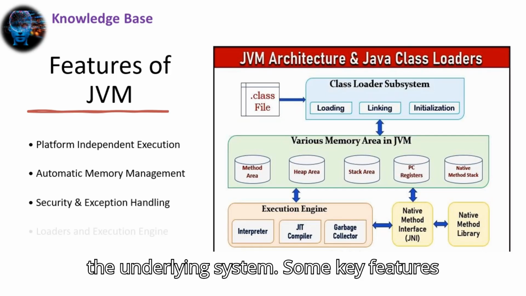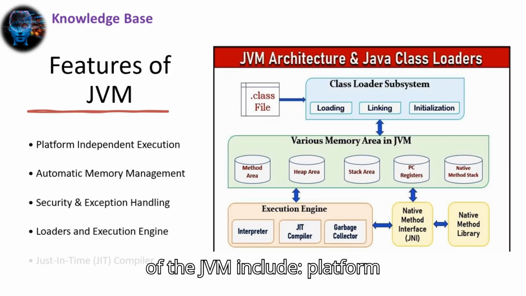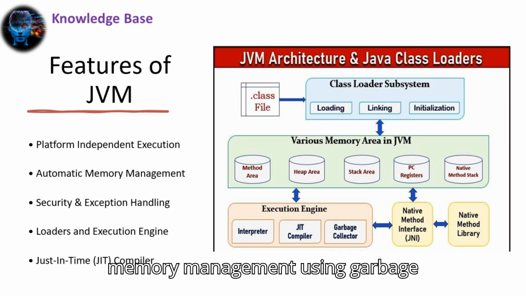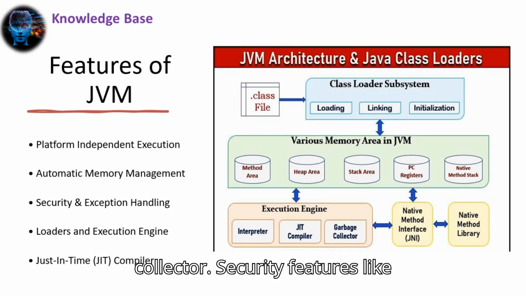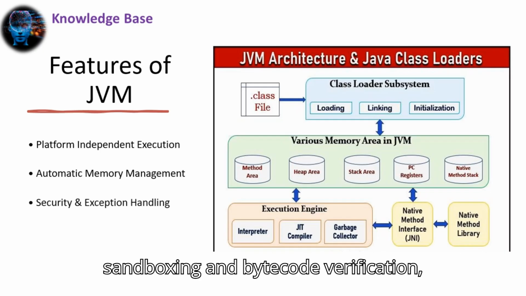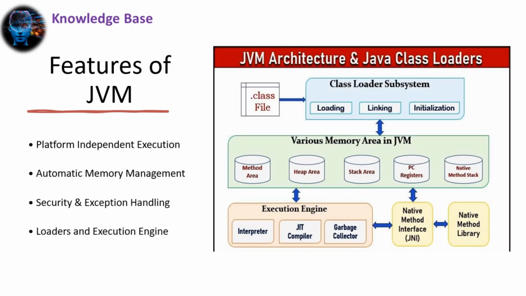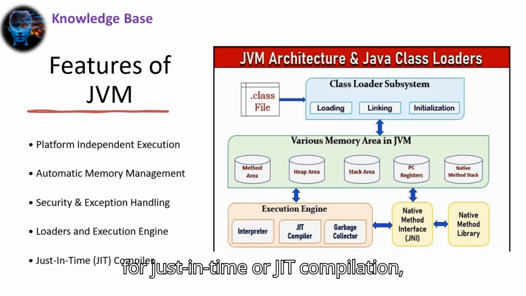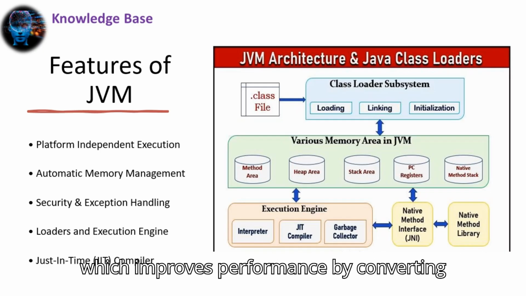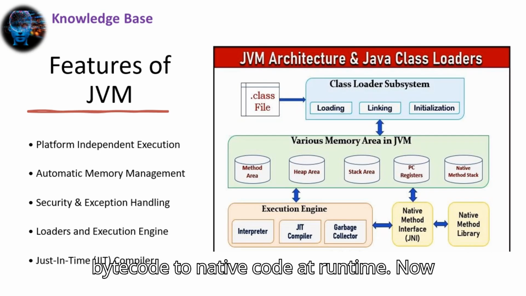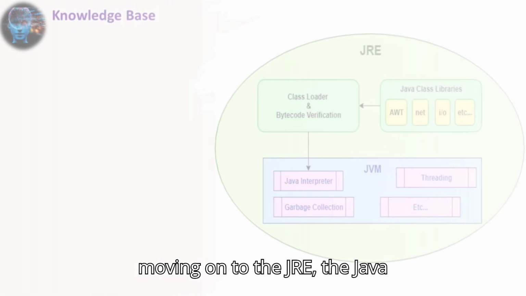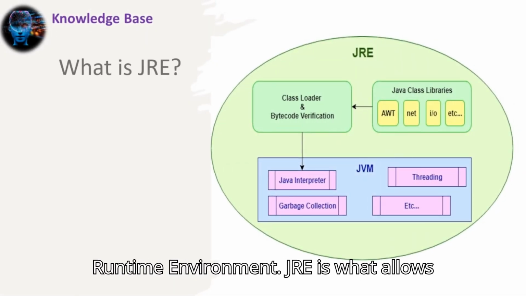Some key features of the JVM include platform-independent execution, automatic memory management using garbage collector, security features like sandboxing and bytecode verification, built-in exception handling, and support for just-in-time or JIT compilation, which improves performance by converting bytecode to native code at runtime.